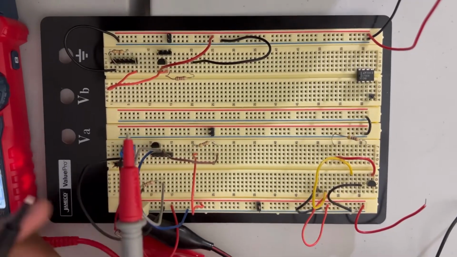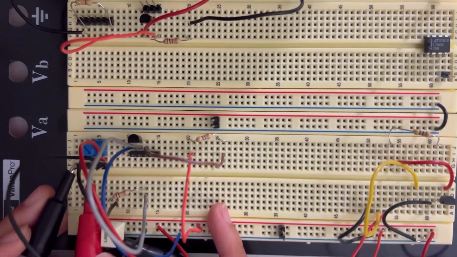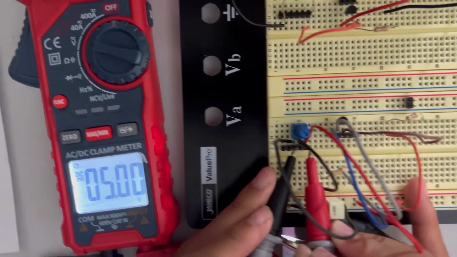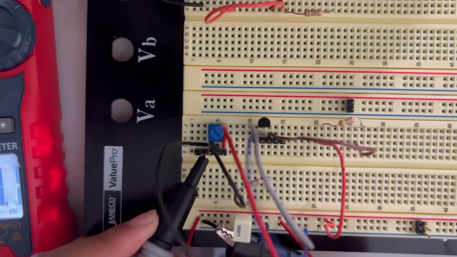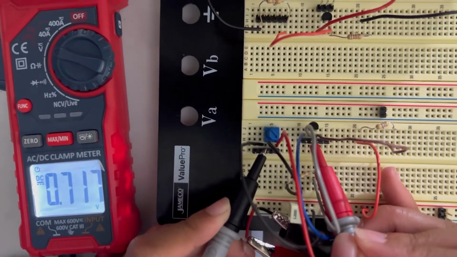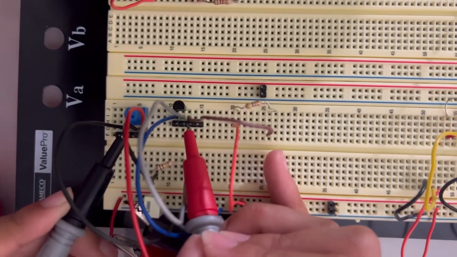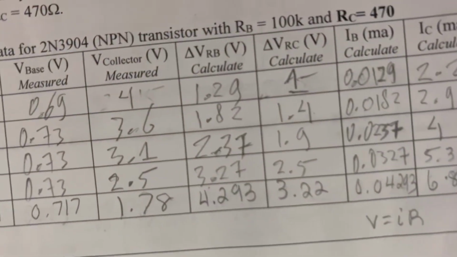So first, just to verify our measurements made on this bottom row where VADJ is at 5 volts, we'll measure this again. To measure VADJ, it's at 5.00. We had it at 5.01 earlier. And to measure V base, 0.717. We also had 0.717 earlier for V base. Then to measure V collector, we're at 1.77, very close to 1.78.